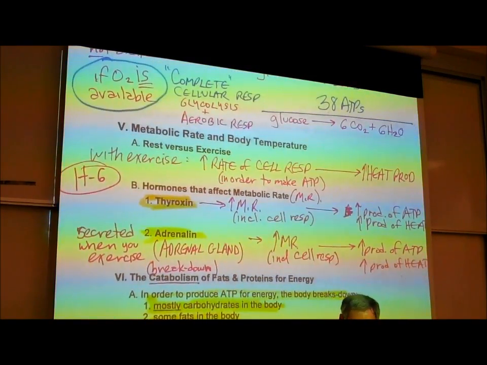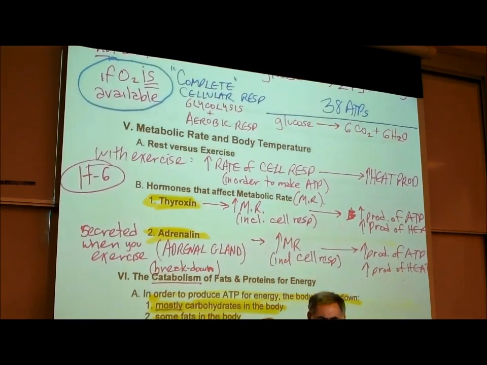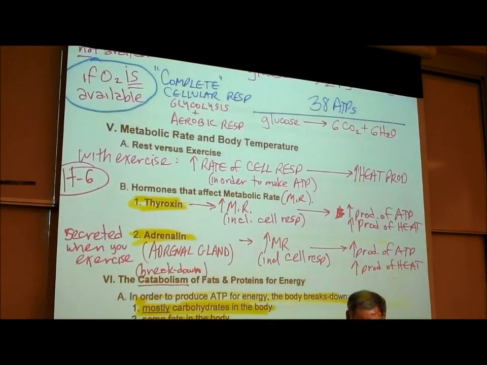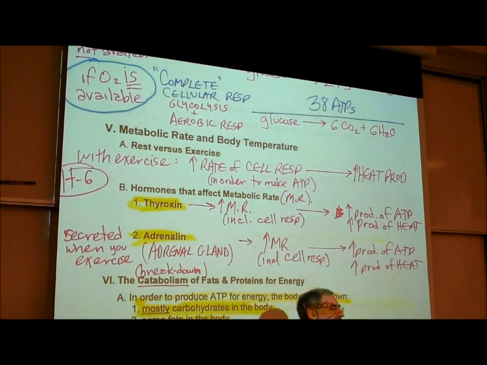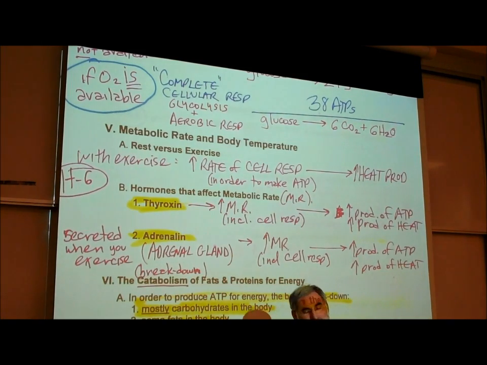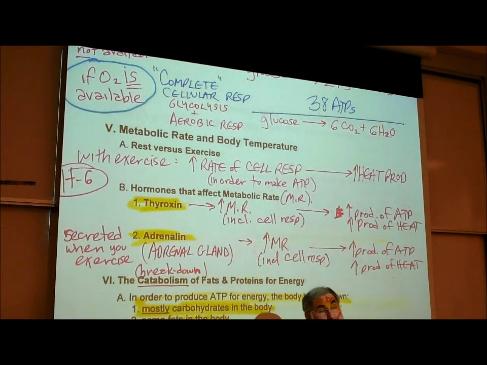Now, we next wrote metabolic rate and body temperature. We've mentioned, I actually began with this today by mentioning that as you start to exercise, the rate of cellular respiration starts to speed up because you have to produce more and more ATP. But we know that 60% of the energy released from breaking apart sugars into carbon dioxide actually goes off as heat. Only 40% of the energy is used to attach phosphate onto ADP and form ATP.